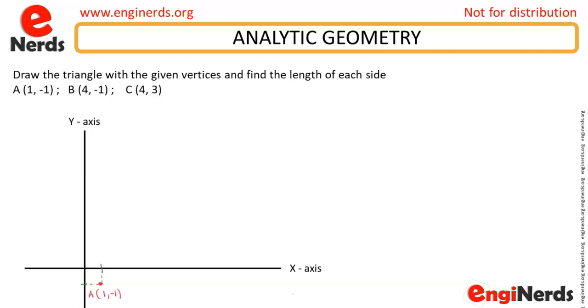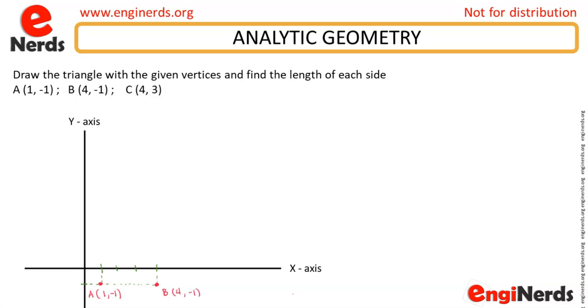Okay? Then, ilocate naman natin yung point B, which is positive 4, negative 1. So, positive 4, 1, 2, 3, 4. So, ito yung positive 4, negative 1. So, ito ngayon kung saan sila nag-i-intersect. So, this is point B, which is positive 4, negative 1.